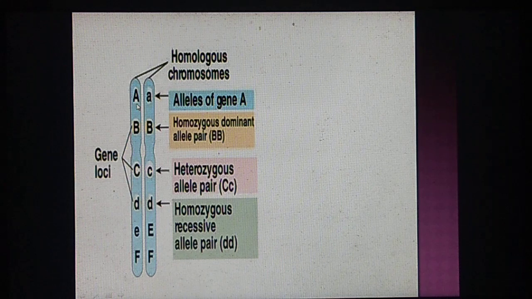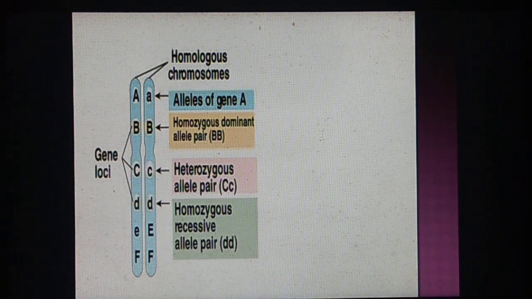But capital letters are always dominant. So, we can say it is heterozygous dominant. Capital B capital B are homozygous dominant. Capital C, small c is heterozygous dominant, but small d and small d are homozygous, similar factors, and it is dwarf, or we can say it is the homozygous recessive one.